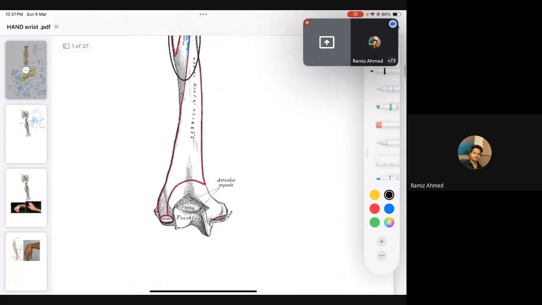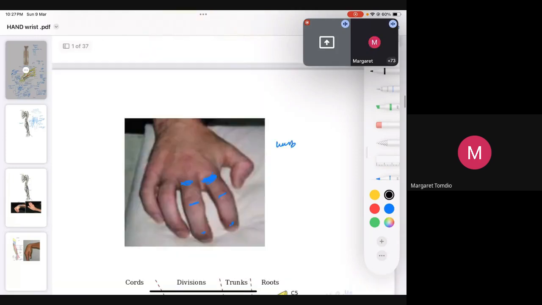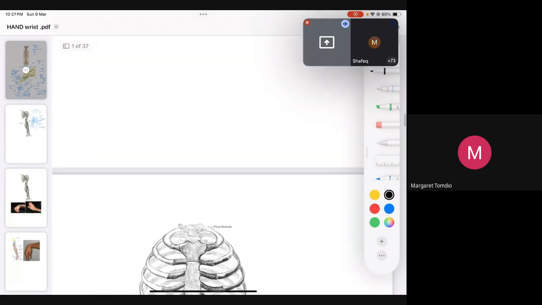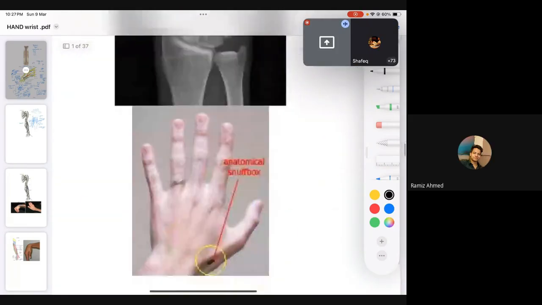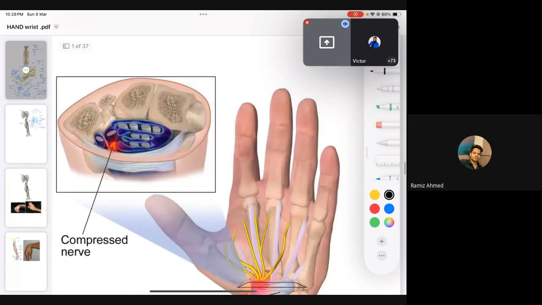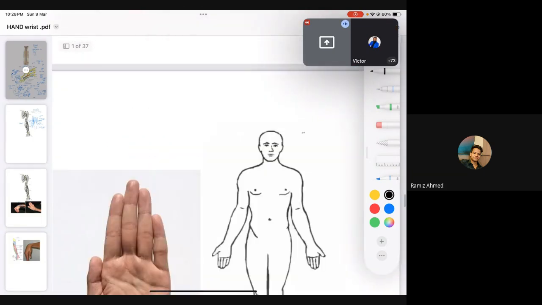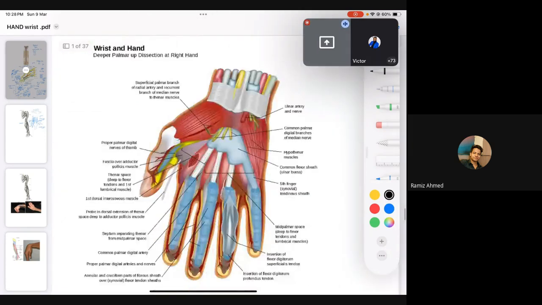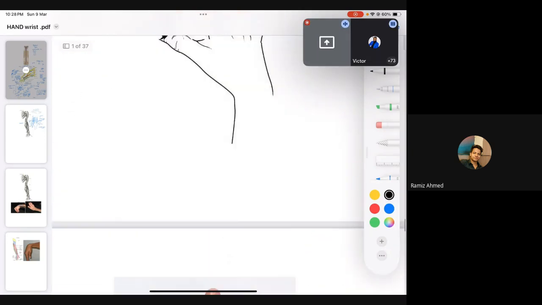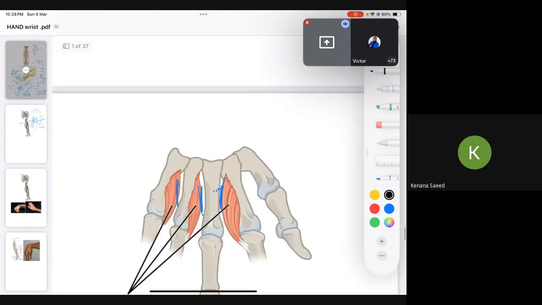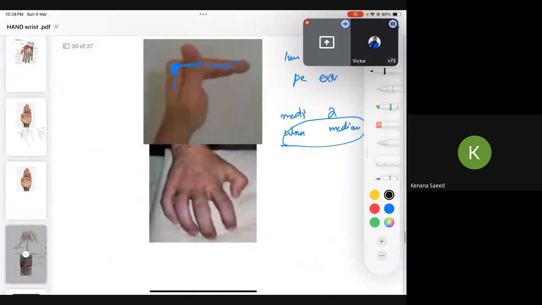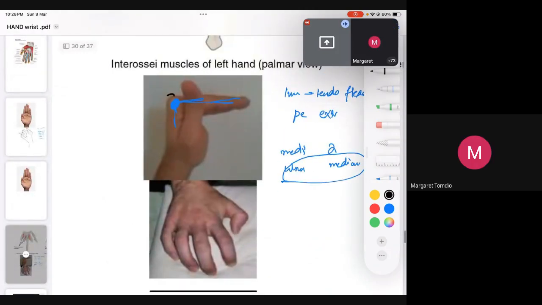Making an L of the finger. So how do we make an L? Can I say that lumbricals would cause flexion of your metacarpophalangeal joint and extension of interphalangeal joints, right? Like here you guys can see, it's flexion of your metacarpophalangeal joint and extension.